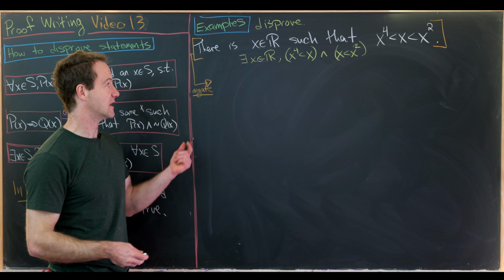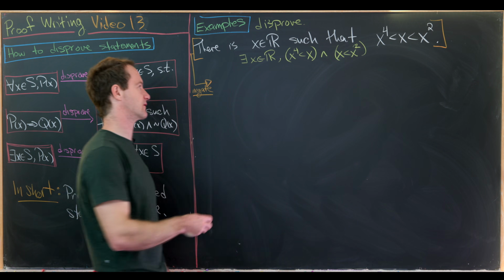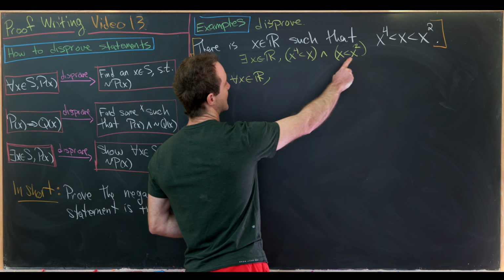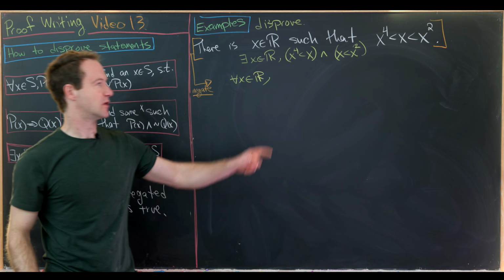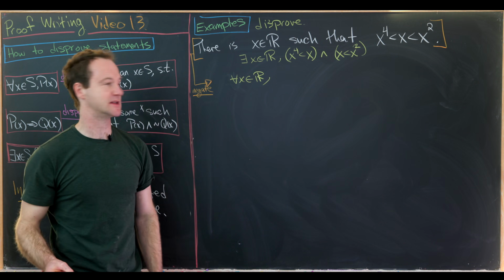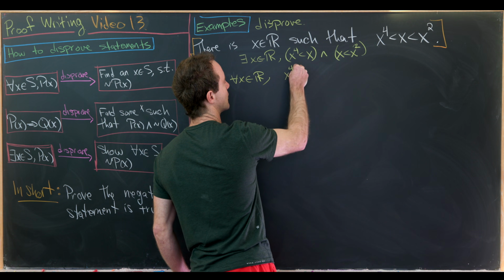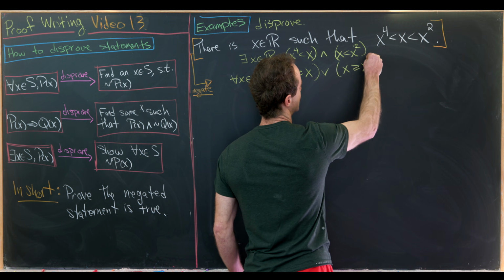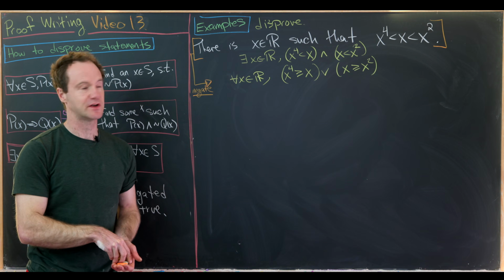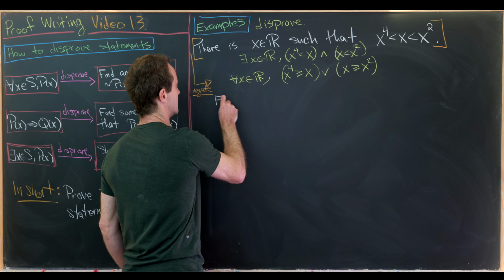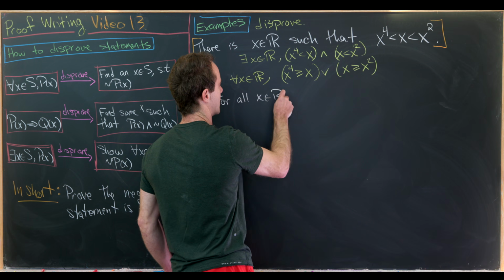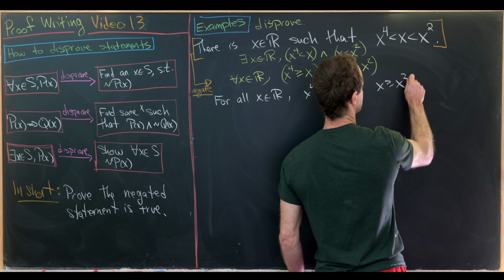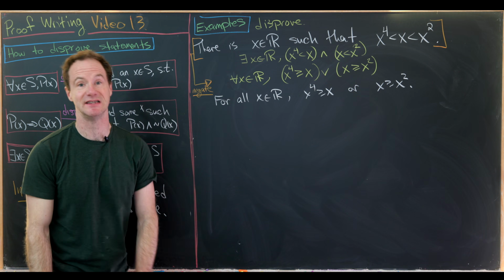Okay, so now negating it, what happens is the existential turns into a universal. So that'll turn into a for all x in R. And then we negate this and statement into an or statement while negating each of the sub-statements, if you will. So we'll have x to the fourth is bigger than or equal to x, or x is bigger than or equal to x squared. Okay, so now let's write that in words. So for all x in R, x to the fourth is bigger than or equal to x, or x is bigger than or equal to x squared. So that's what we will indeed show.